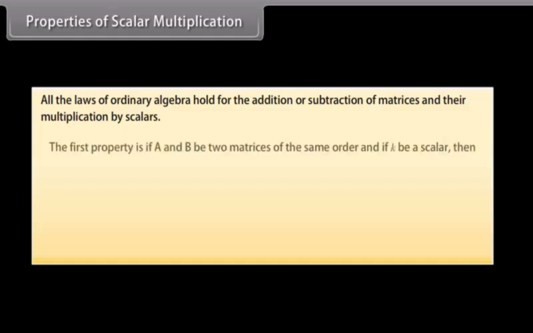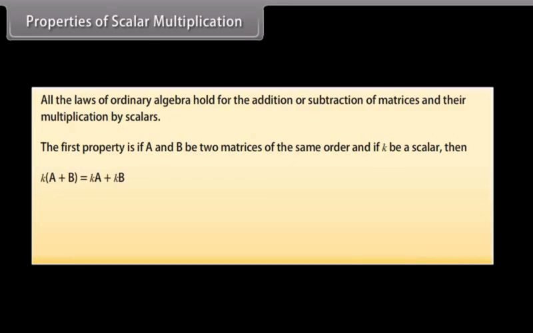Properties of scalar multiplication. All the laws of ordinary algebra hold for the addition and subtraction of matrices and their multiplication by scalars. The first property is, if A and B are two matrices of the same order and K is a scalar, then K into (A plus B) is equal to K into A plus K into B.